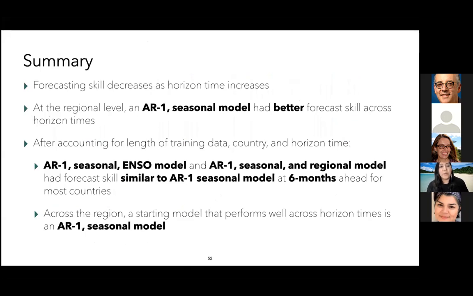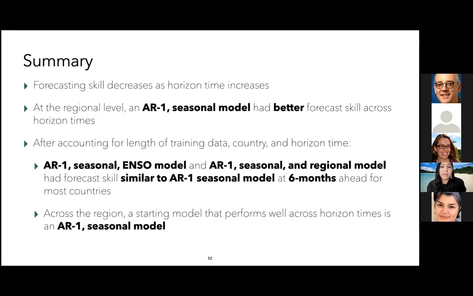So in summary, we've really aimed to evaluate these forecasts at the national and regional level, and found generally, as you would expect, that forecasting skill tends to decrease as horizon time increases. We found that, if you're hoping to build a forecasting model at the region, or even just for a particular country, a good starting model might be the AR1 seasonal model. It tended to have better forecasting skill across different horizon times and across different countries.